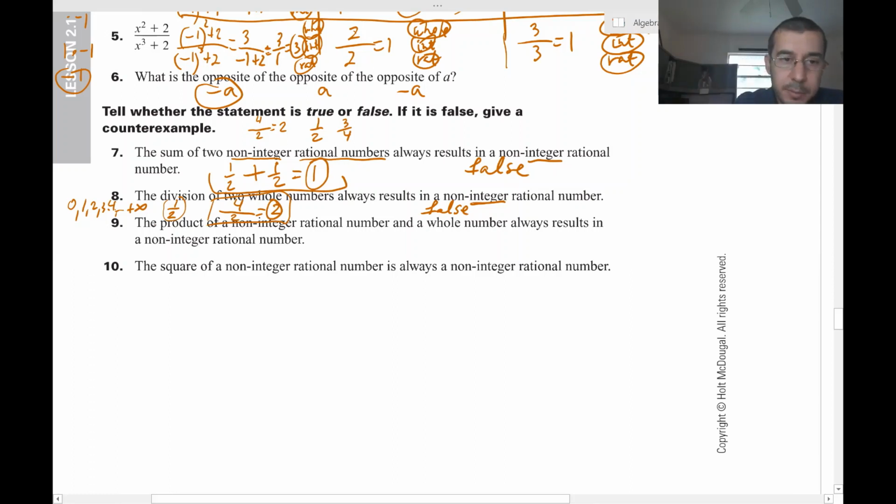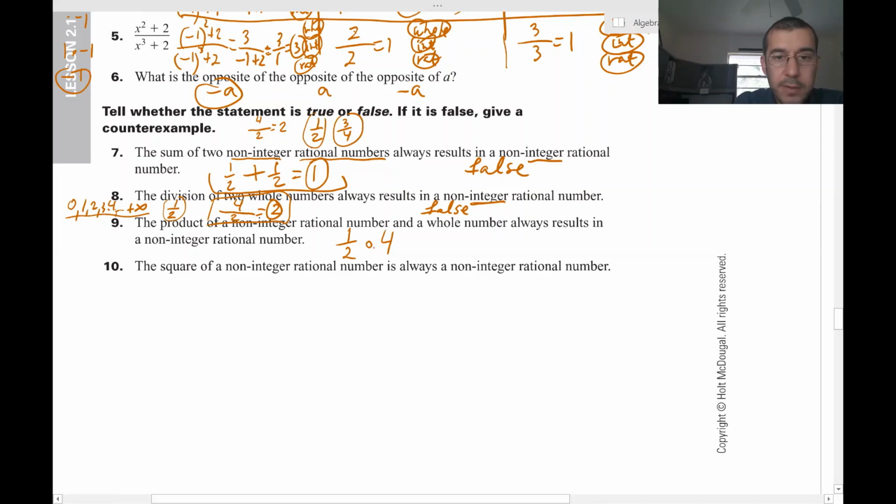Number 9, the product of, we are multiplying, right? The product of a non-integer rational number, something like 1/2 or 3/4. So let's say 1/2. The product of a non-integer rational number and a whole number, so whole numbers, any one, let's say 4, and a whole number always results in a non-integer.